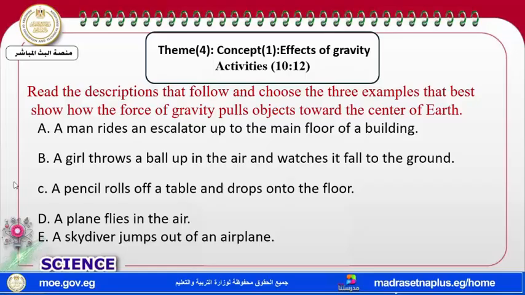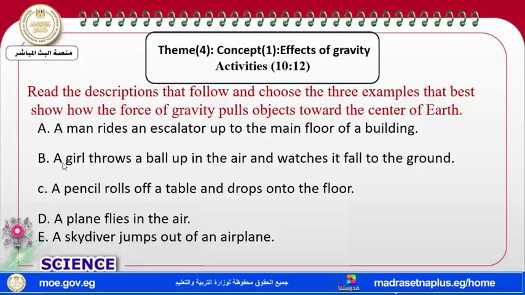A girl threw a ball up in the air. Now it's against gravity. And watching it fall to the ground, that's related to gravity. A pencil rolls off a table and then drops onto the floor. Now it's toward the earth, so it's gravity. A plane flies in the air. Is there a plane flying in air? No, that's not gravity.